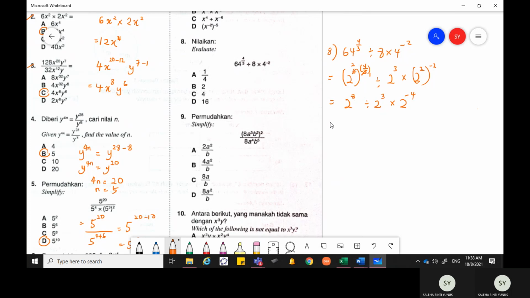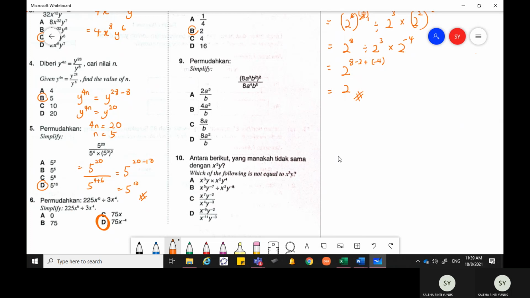So now all bases are the same. So semua adalah base 2. Jadi apa kita boleh buat? Kita boleh apply rule. So kita ada divide, kita ada multiply. So kalau divide, power jadi tolak. So 8 tolak 3. And then kalau multiply, power jadi tambah. So we need to plus negative 4. Okay, so you get 8 minus 3, 5. 5 minus 4, 1. So 2 to the power of 1 equals to 2. Okay, ini kalau soalan subjektif. Sebab ni soalan objektif, so just press calculator.